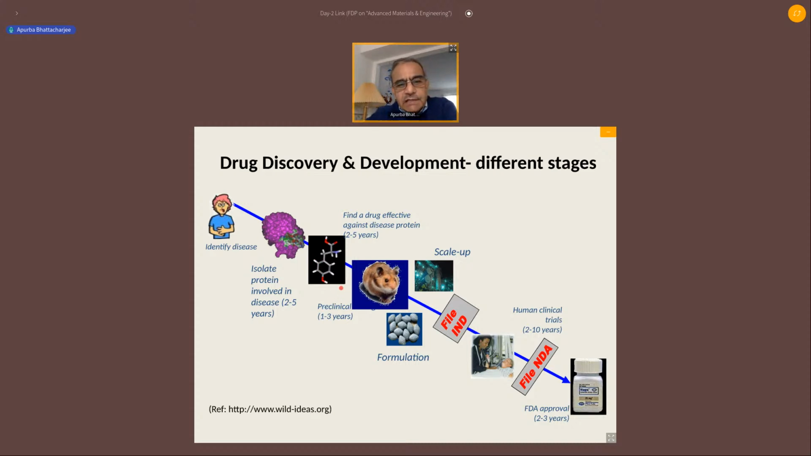Beyond animal studies, we'll have to find out the formulation of the drug molecule, how it is going to be delivered, and once we know all these things, we can scale up the process, and then we can file an IND. IND is an investigational new drug. And after this stage, the actual development process starts, with the human clinical trials and all these things.